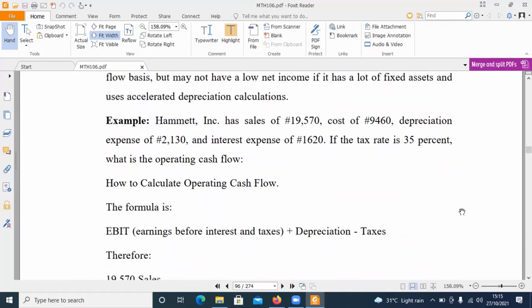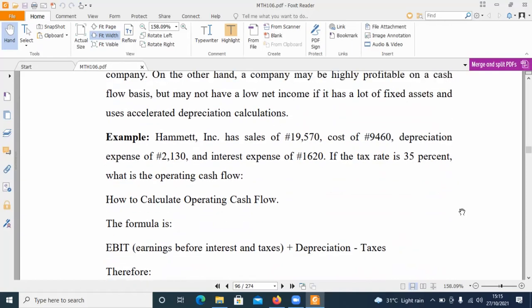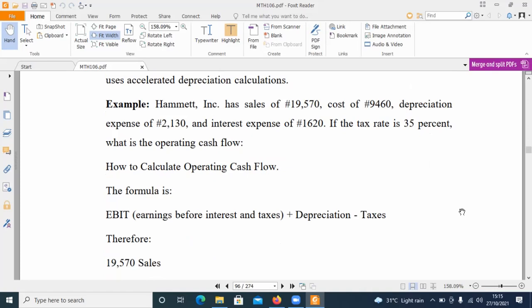A good example is given of how to study cash flow through operating cash flow. Ahmed International has sales of 19,750, costs of 9,460, depreciation expenses of 2,130, and interest expenses of 1,200. If the tax rate is 35%, what is the operating cash flow? For this, one would take EBIT, earnings before interest and tax, plus depreciation minus tax, which is calculated here.